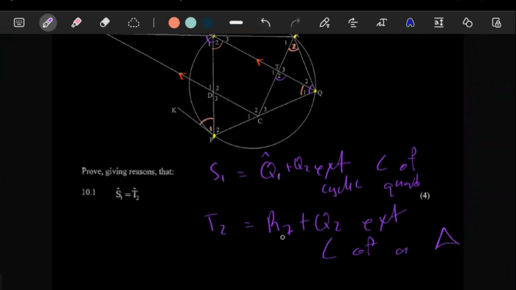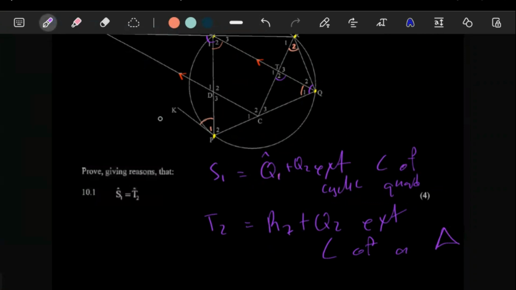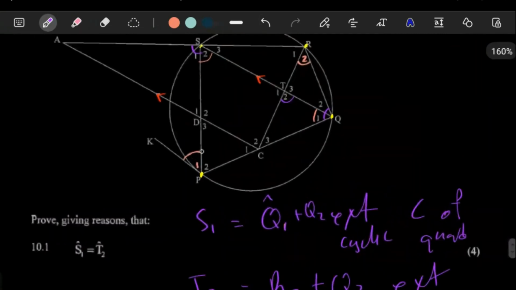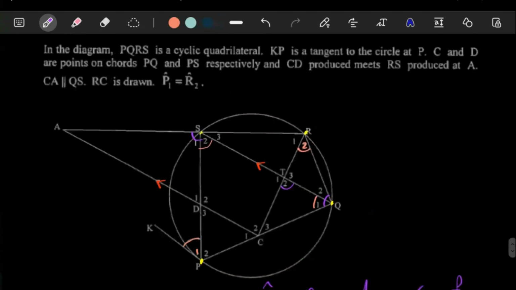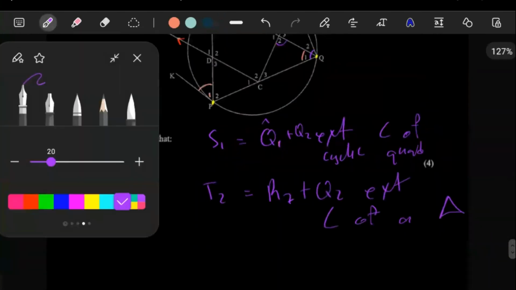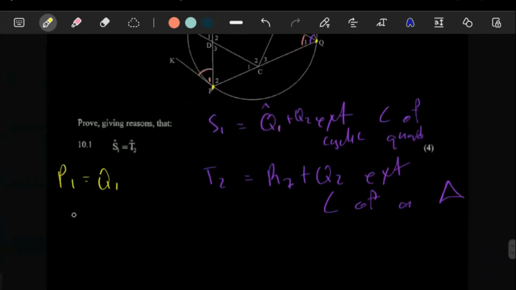And then R2, right? Remember, R2 is equal to Q1. We need to tell them we know that because they told us that R2 is equal to P1. And then P1, we need to tell them that it is equal to Q1 because of the tan chord theorem. Let's just state all those things. So P1 is equal to Q1. Reason is tan chord theorem.